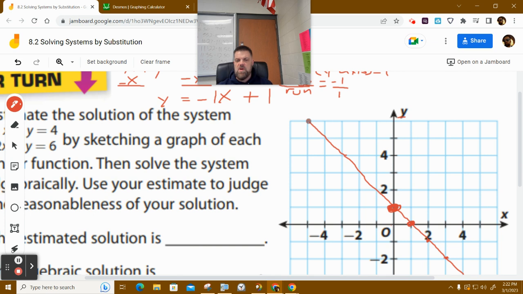What's the hardest part about this is I can't see what my hand is actually drawing. I've got to look at the screen, and there's a little bit of a delay.